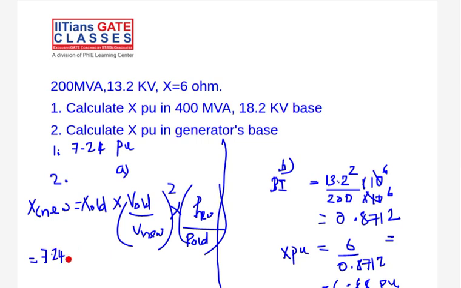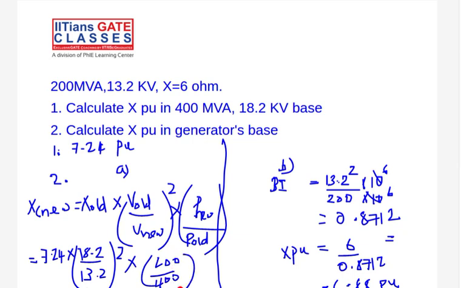So if I substitute this over here, it would be 7.24 into 13.2 divided by 13.2 the whole square into 200 divided by 400, divided by 100. So if you also do this, you should get 6.88, correct?